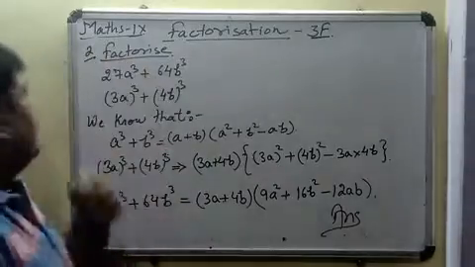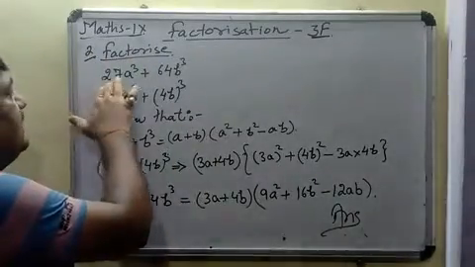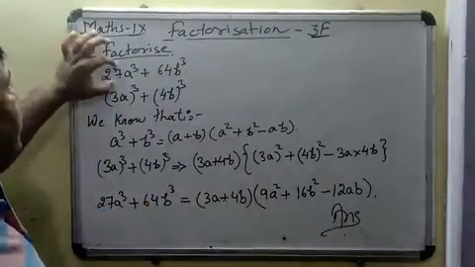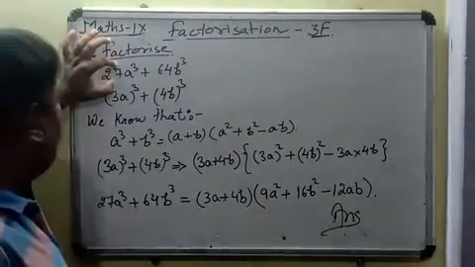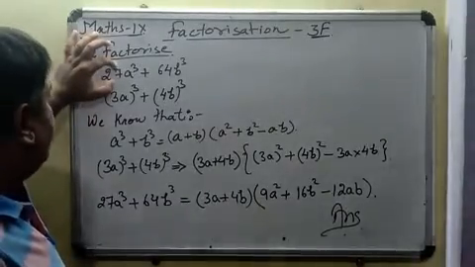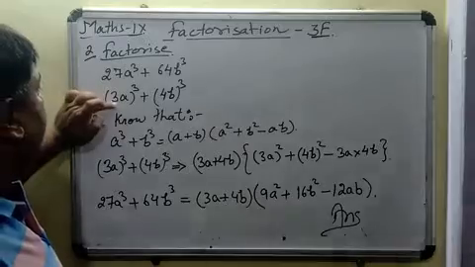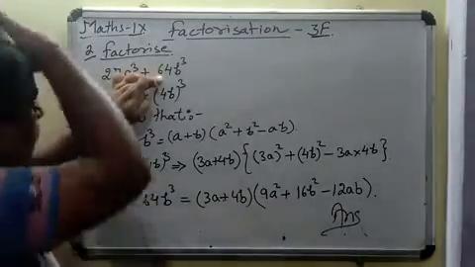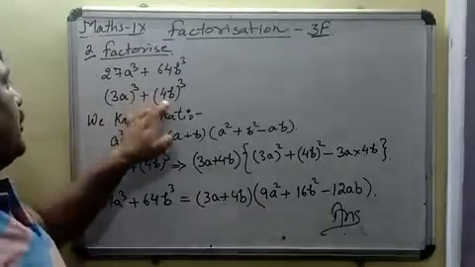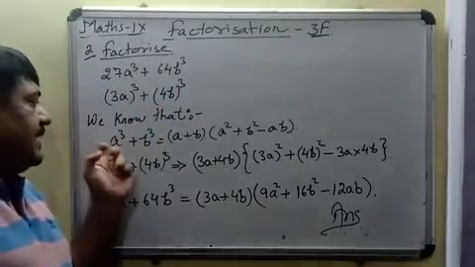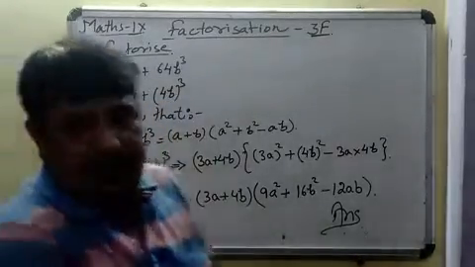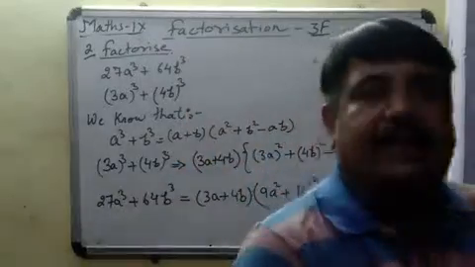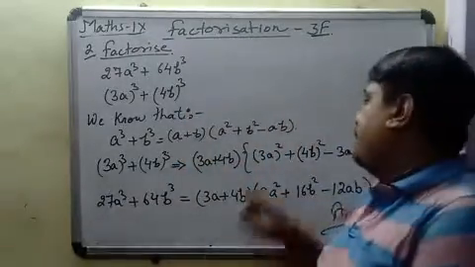First of all, we have converted our numeric values in the form of perfect cubes. 27 was given to us, we converted it as 3 cube. Similarly, 64 was given to us, we converted it as 4 cube. And we used the formula that a cube plus b cube stands for a plus b in the first bracket, second bracket a square plus b square minus ab.